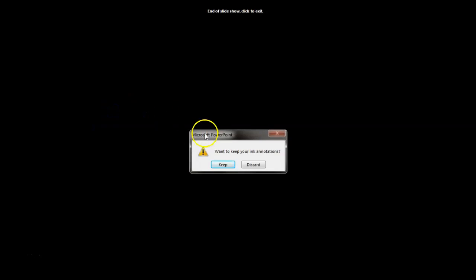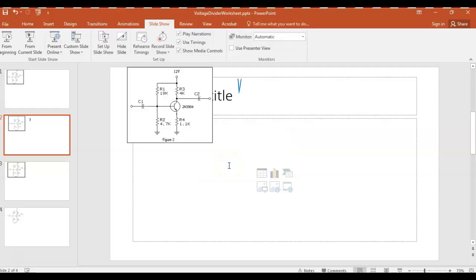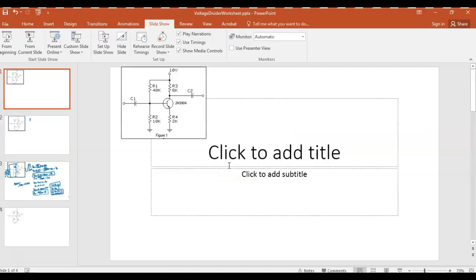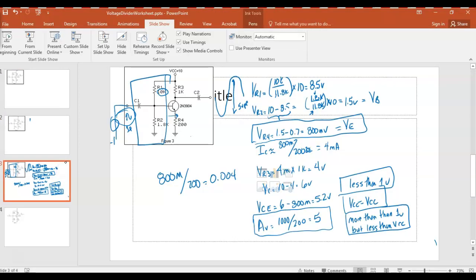No, I just erased everything. Oh, maybe I didn't. Maybe I just went to the next slide. Yeah, and it shifted over. Oh my goodness. What did I do?